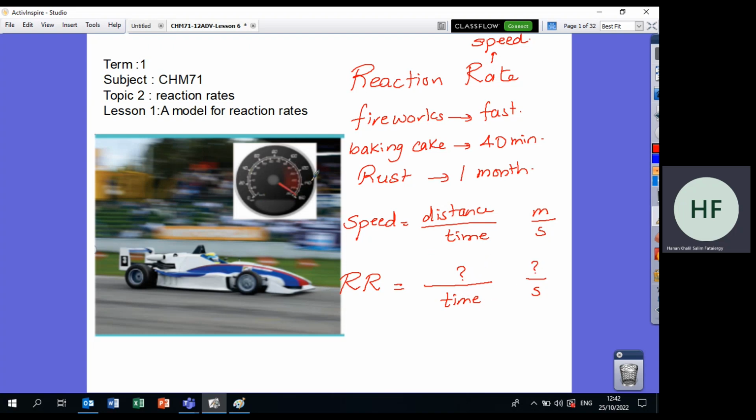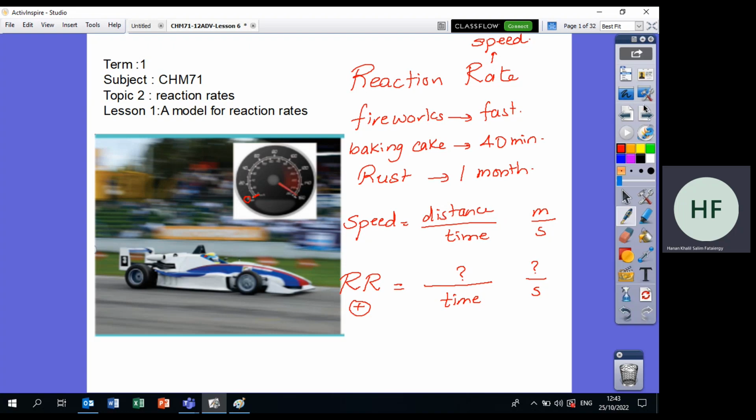Now this is the speedometer of the car. This one measures the speed. I want you to note something very important. The minimum speed is 0. The speed is never negative. So reaction rate cannot be negative. It's always positive. The minimum is 0. It cannot be below 0, even if the car is moving backward. That's what you usually say in classes. Even if it's going backward, the speed will not be negative. So the reaction rate is the speed of the reaction. It's positive, and it is something over time. Now I need to find a replacement for distance. What should I replace the distance with?